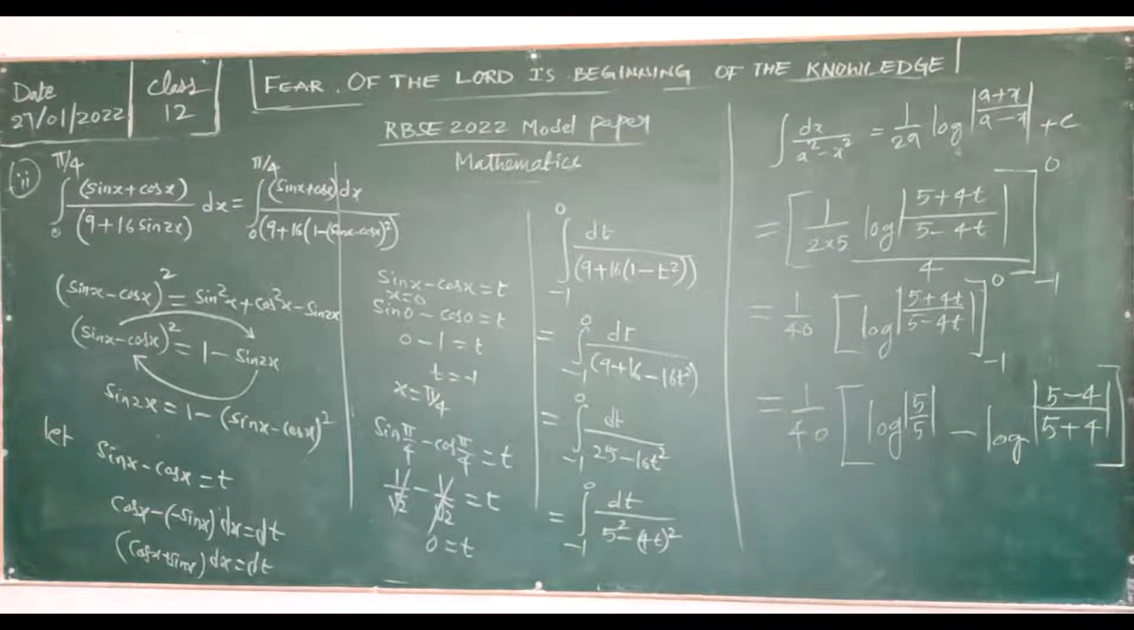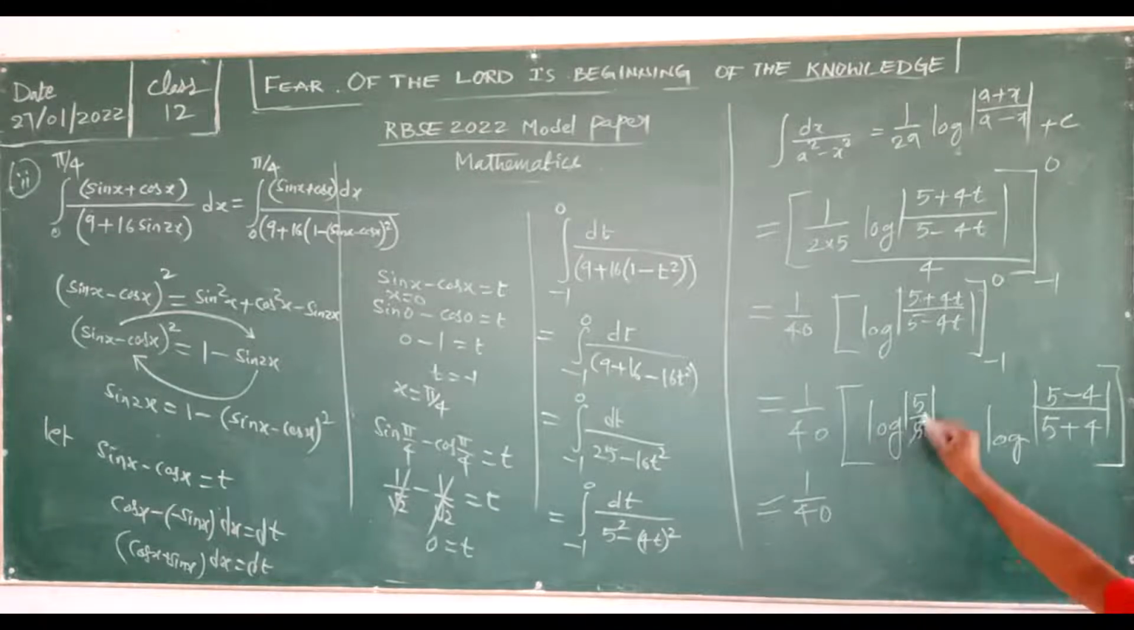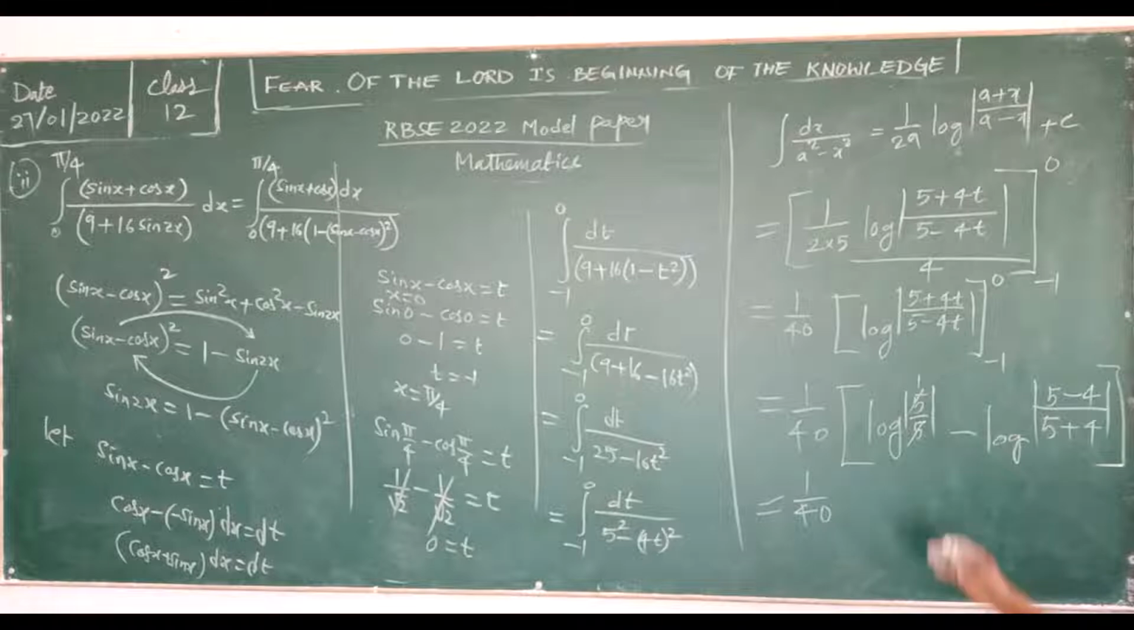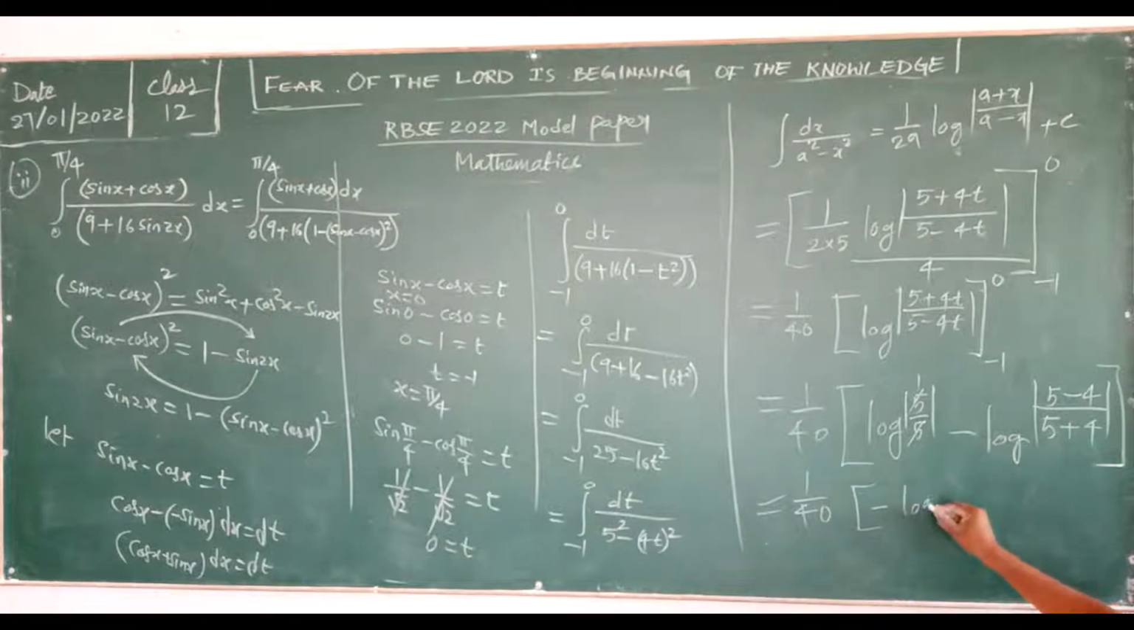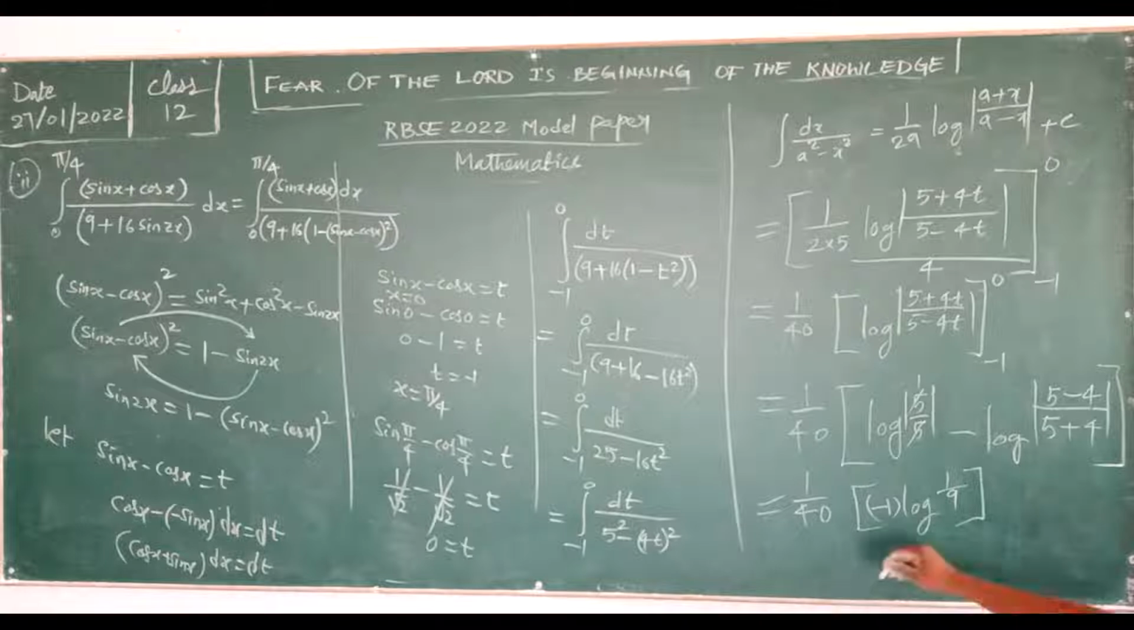Modulus close. Now 1 upon 40. This log 1 is nothing but 0, so no need to write that. Then minus log of... Now what is here? 5 minus 4 is nothing but 1. So 1 upon 9. So 1 upon 9 is here, that we can write. So after writing, this is just like minus 1.